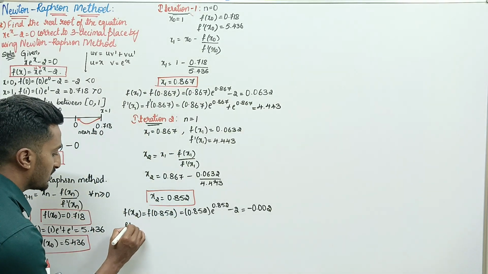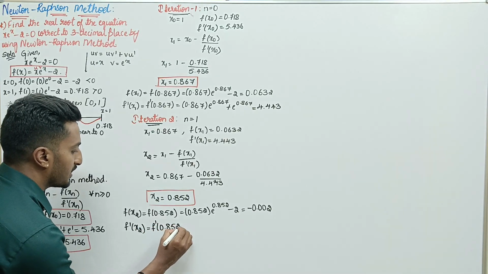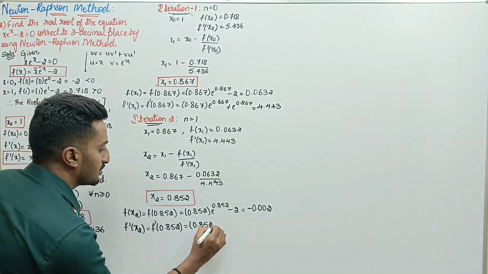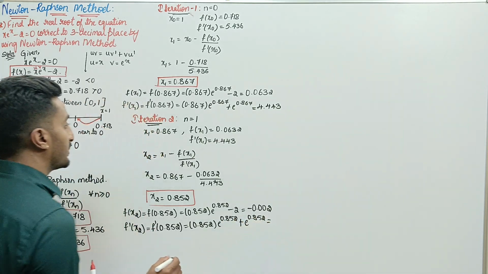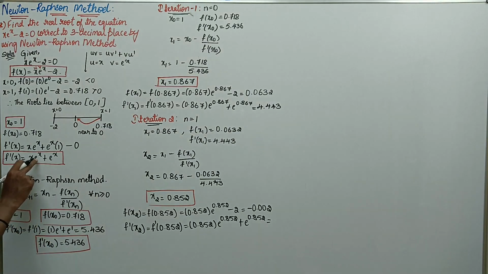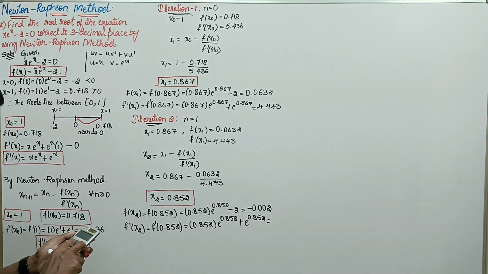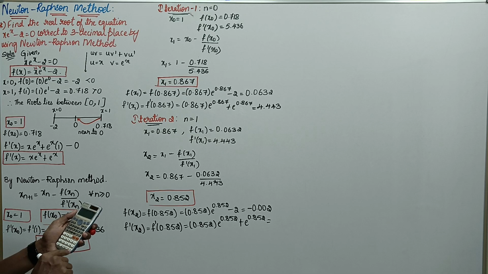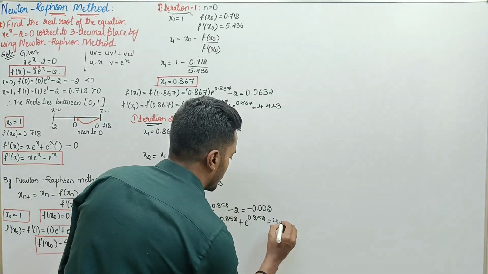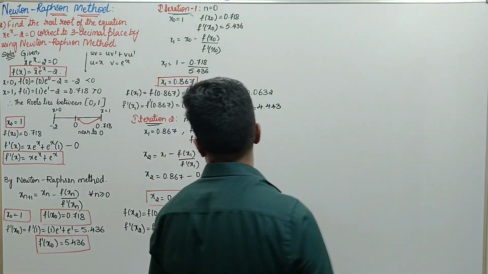Got the point? Now, let us find f dash of x2. To find f dash of x2, we have f dash of 0.852, which is equal to 0.852 e to the power of 0.852 plus e to the power of 0.852, where we have substituted in f dash of x, that is x e power of x plus e power of x, in place of x just substitute 0.852. If you simplify, you get 4.341.